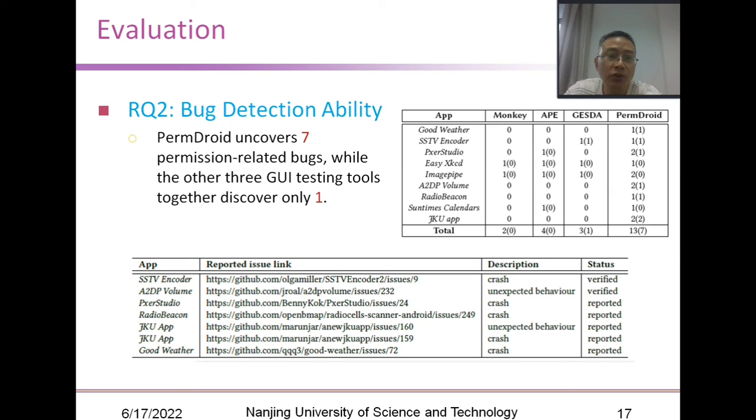PermDroid totally uncovers 7 permission-related bugs, while the other 3 general testing tools together discover only 1. The 7 permission-related bugs PermDroid detects are shown in the figure. We can see two of them have been confirmed by the developers.